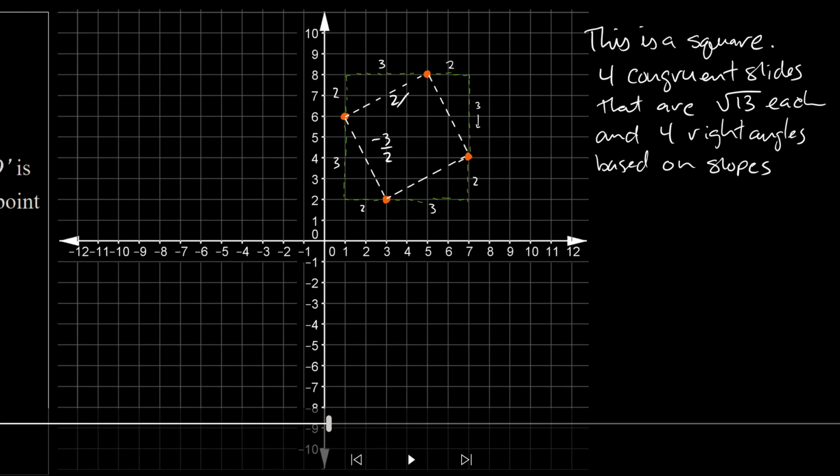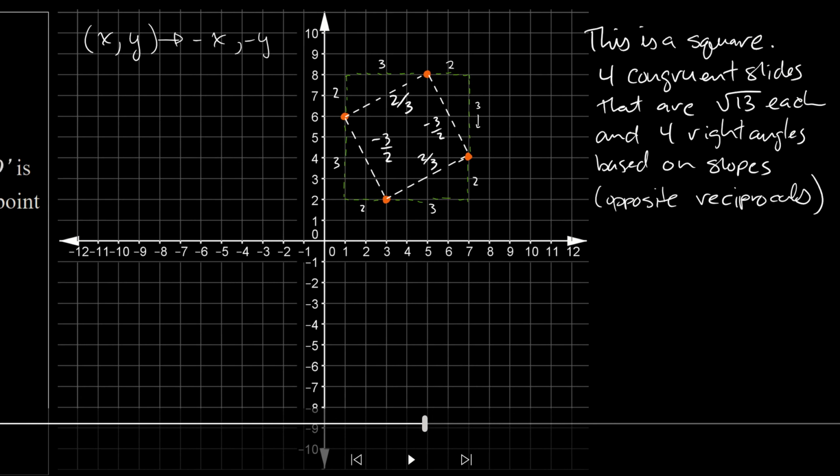So in one case, it's down 3 over 2, right? Down 3 over 2. And then for the other one, it's up 2 over 3, and that's a positive slope. So they are opposite reciprocals. Because I have opposite reciprocal sides, I know that it has to be a rectangle.